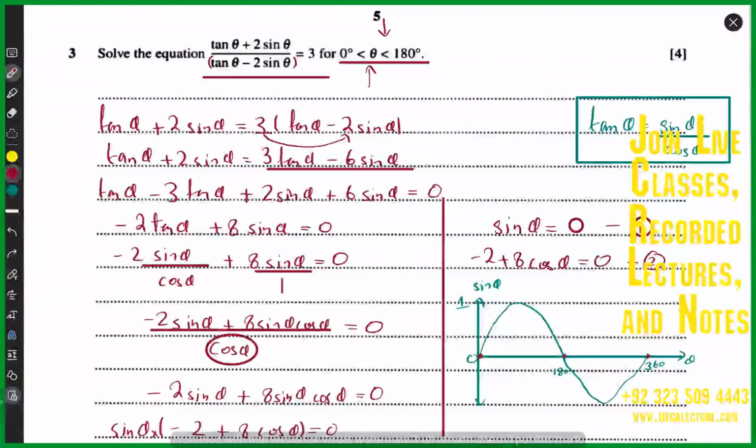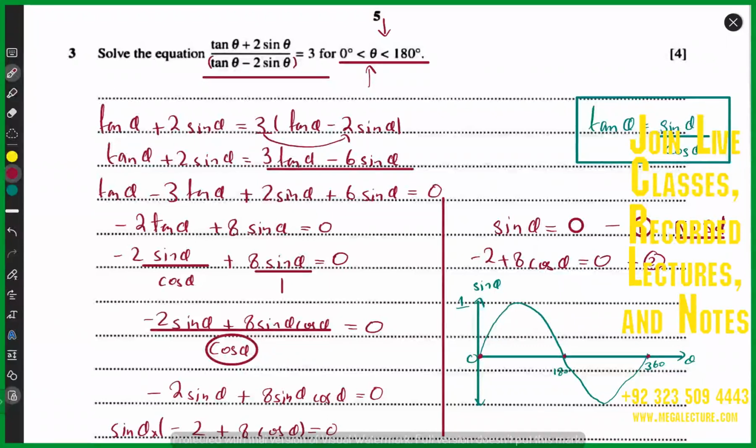So technically, we have no solution for this. Like we do have some solution, but whatever solution we have, that is not lying within this range, right? We have 0, we have 180, we have 360. Three of these thetas are not lying within the interval we were given. So no solution for the first one.